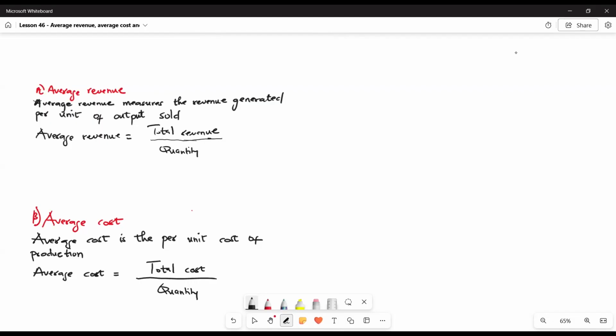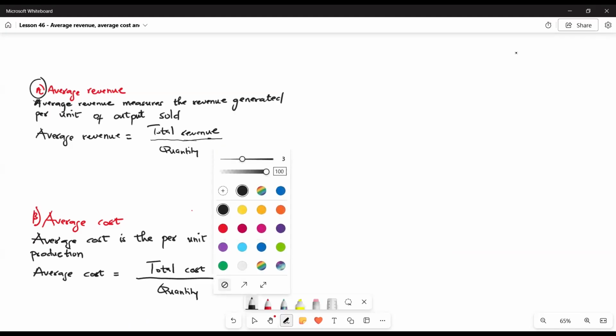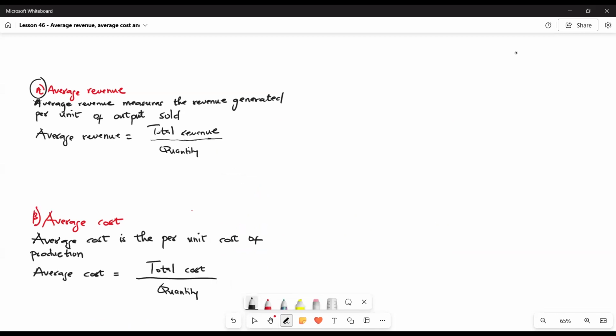In order to measure whether a business is profitable or not, we need to focus on a couple of key metrics, and these include revenue and the cost. So let's begin with our average revenue curve. Average revenue simply measures the revenue generated per unit of output sold. So it is calculated as your company's total revenue from selling a product divided by the quantity supplied. So this is represented with this formula here.